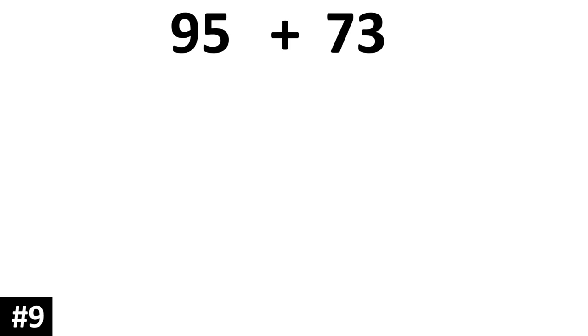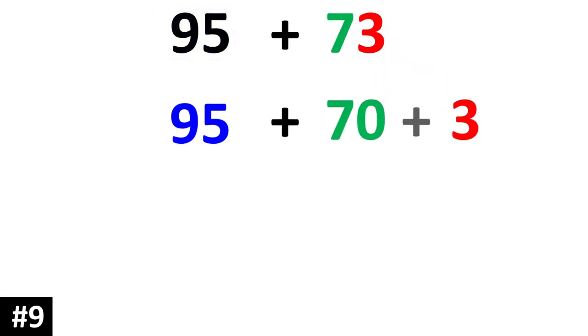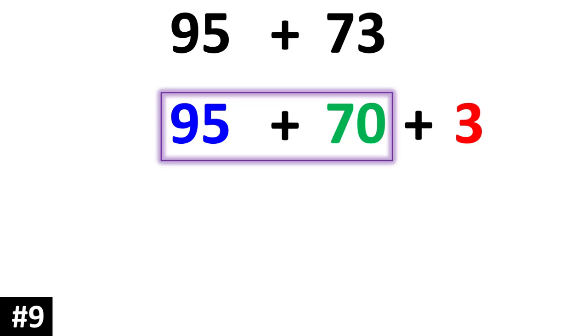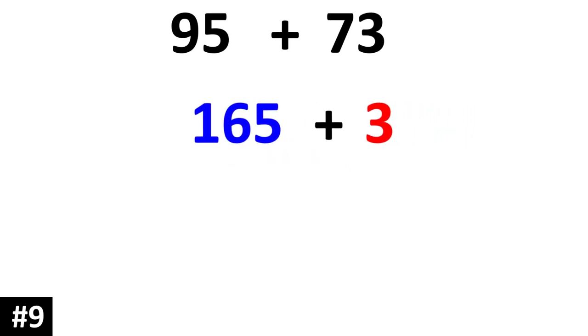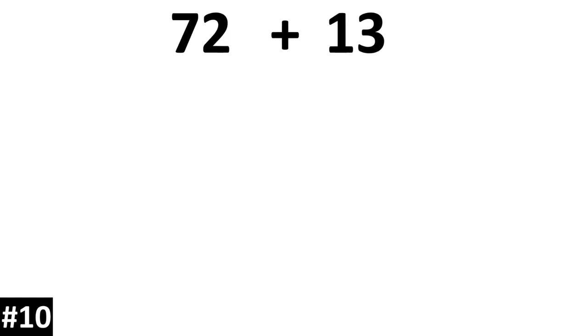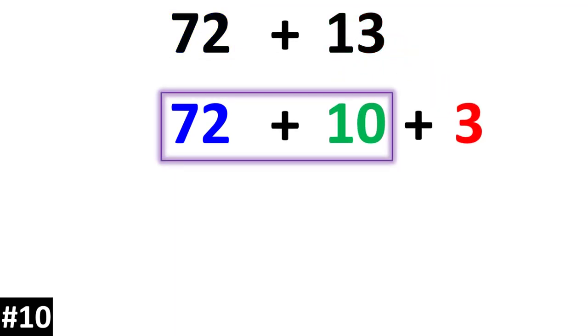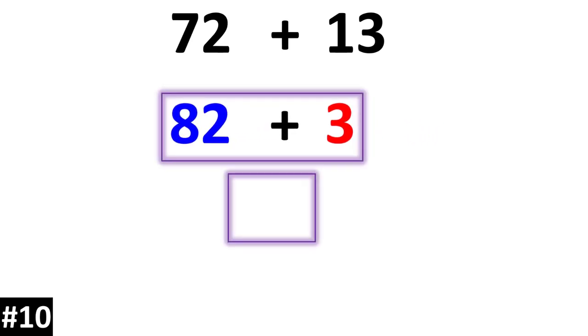95 plus 73. 95 plus 70 plus 3. 95 plus 70 is 165. Then we add the 3. 165 plus 3 is 168. 72 plus 13. 72 plus 10 plus 3. 72 plus 10 is 82. 82 plus 3 is 85.